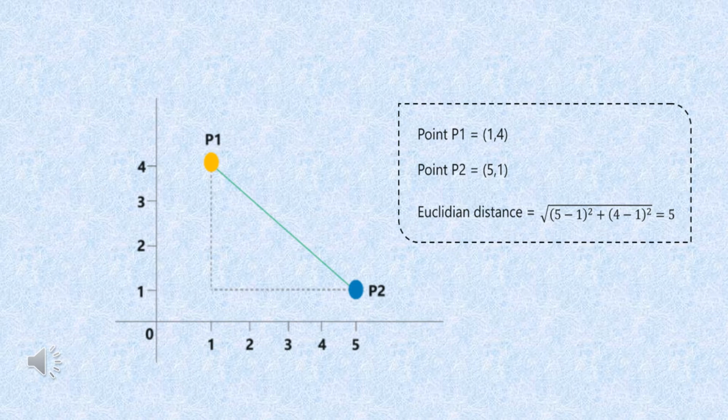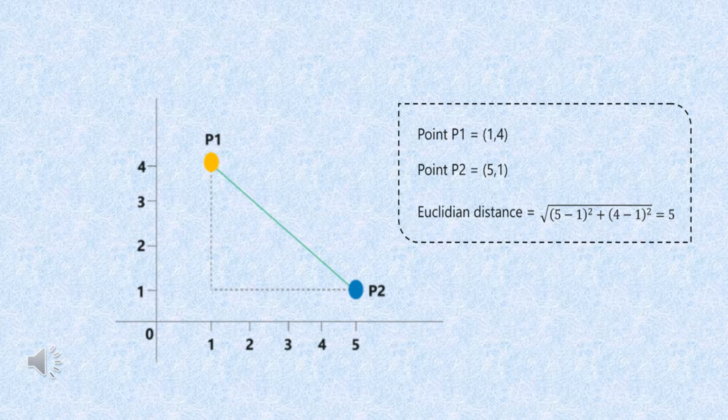So the equivalent distance is equal to the square root of these point differences. So here we have (5 minus 1) whole square plus (4 minus 1) whole square, add the summation of these two values, and finally we just need to get the square root, which comes out to be 5.